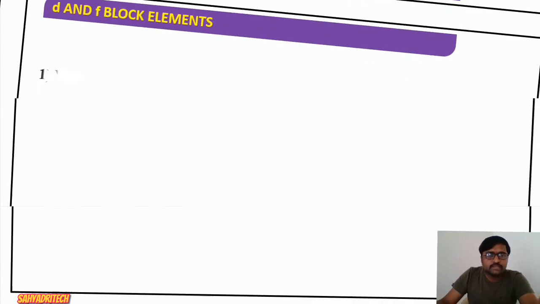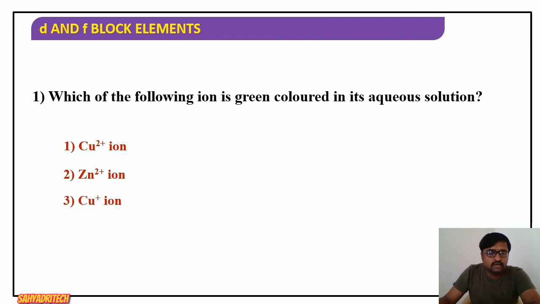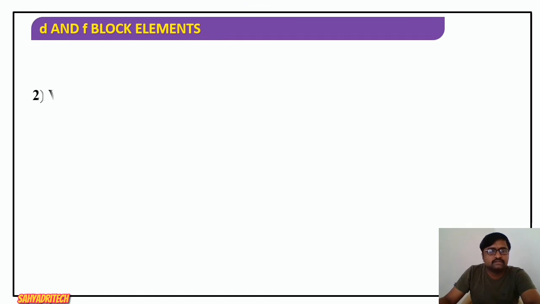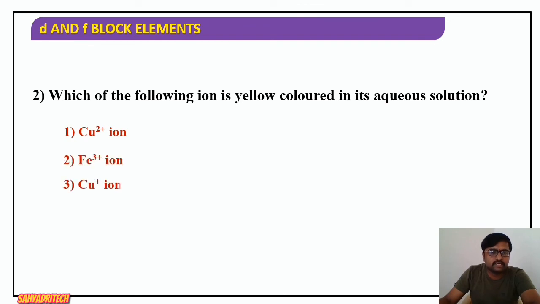Well, now coming to the objective questions. Which of the following ions is green colored in aqueous solution? Copper 2+ ion, Zn2+ ion, copper+ ion, or Ni2+ ion. What is the answer here? Nickel 2+ ion, which is green in color in aqueous solution. Next one, which of the following ions is yellow colored in its aqueous solution? Copper 2+ ion, Fe3+ ion, copper+ ion, or Ni2+ ion. Yellow color is Fe3+. Ferric ions are yellow in color in aqueous solution.